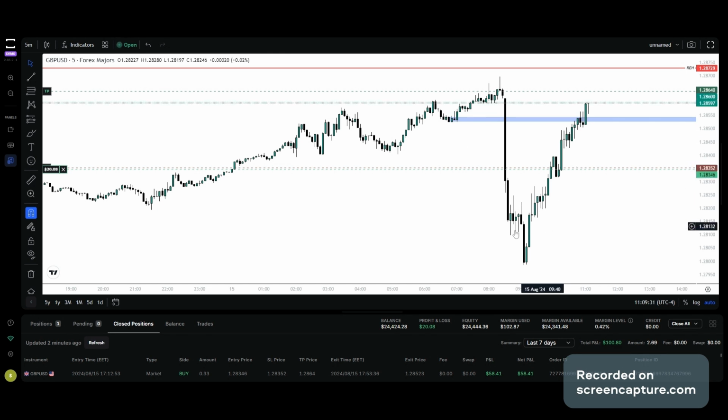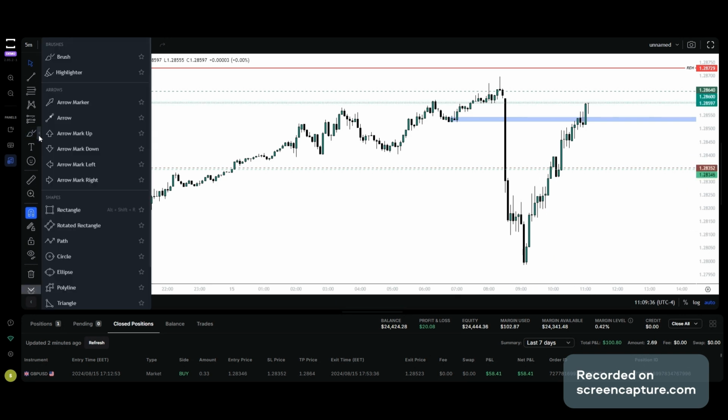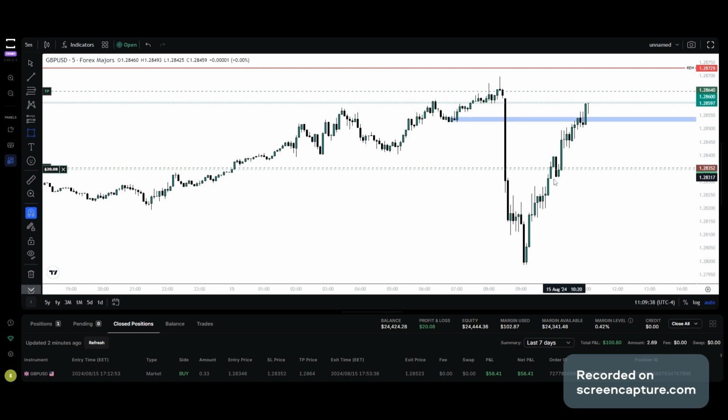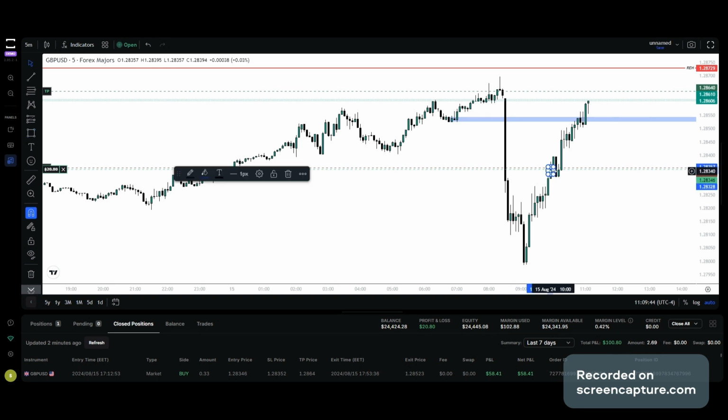It was beautiful. Okay, and so I do want to highlight that fair value gap right here. Okay, so this fair value gap is what I use to take my entry. The price had a nice, once it came down.